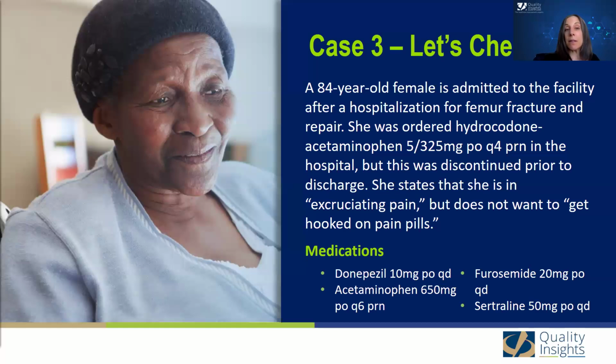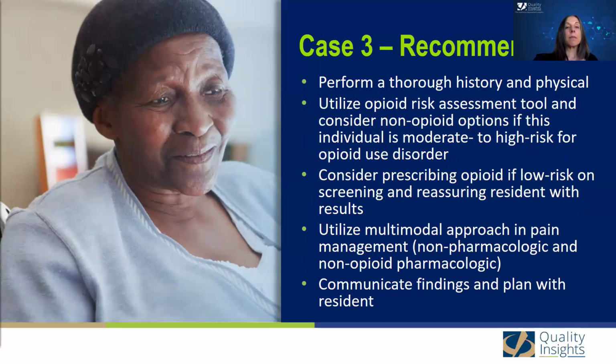And because there's been a recent fracture, which is acute pain, it is appropriate to treat acute pain with an opioid for the short term. That is an appropriate way to utilize opioids. So we perform a thorough history and physical. We utilize the risk assessment tool and consider non-opioid options if this individual is moderate to high risk. If this individual is low risk, we communicate these findings with her. We say, you are at low risk of developing opioid use disorder per our verified screening tool.